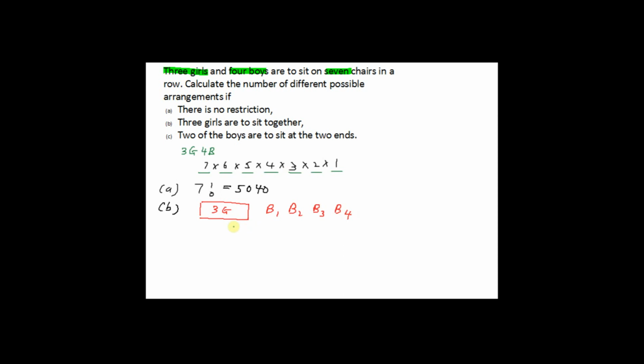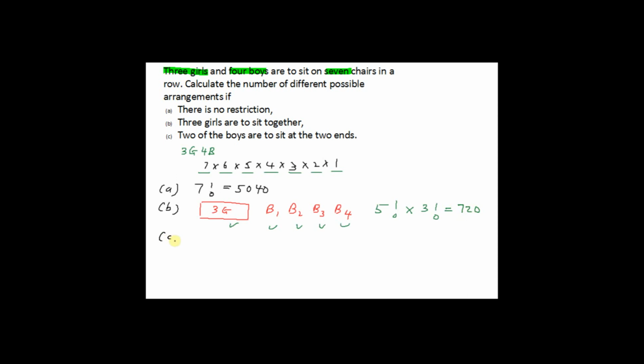Now I have to arrange how many objects? 1, 2, 3, 4, 5. So this equals 5 factorial. Now I have to multiply with the permutation of the 3 girls, which is 3 factorial. The answer equals 720.